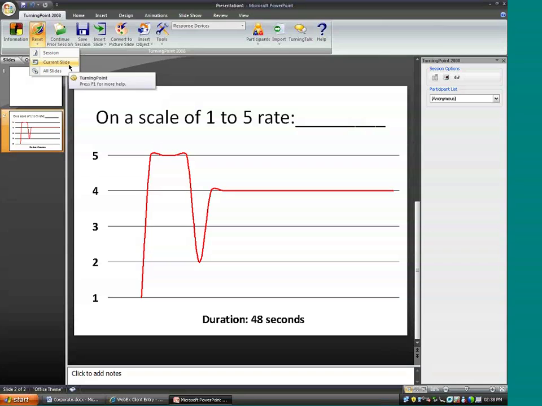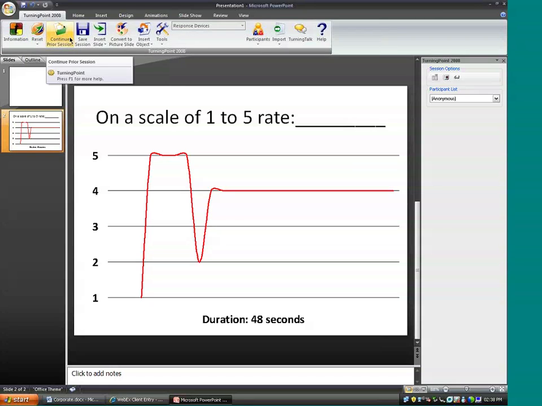The same thing with the current slide. So if you just want to build on the information from a particular single slide, this will allow you to do it. Continue prior session. Well, think about what the word's saying. It's continuing a prior result.